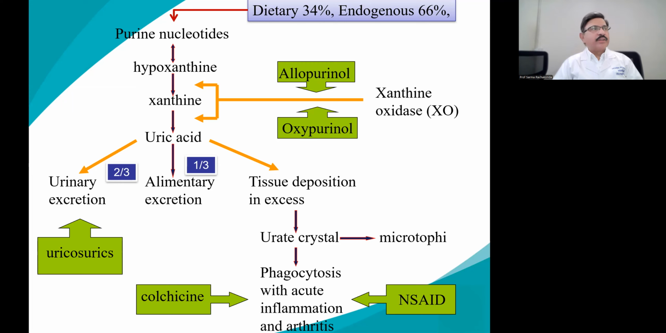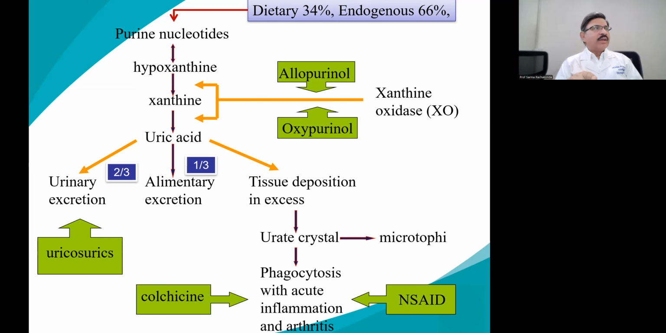So where can I attack this particular problem? I can decrease the activity of xanthine oxidase by giving drugs like oxypurinol, allopurinol, febuxostat. The newer drug febuxostat also acts there on xanthine oxidase. I can use drugs which make the urine clear uric acid faster. These are called the uricosuric drugs. I can use them. Or I can reduce the dietary intake of uric acid by restricting certain foods. Or I can control the inflammation by giving colchicine or NSAIDs or even steroids.